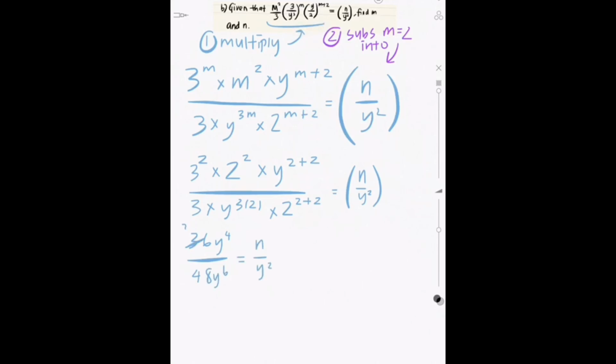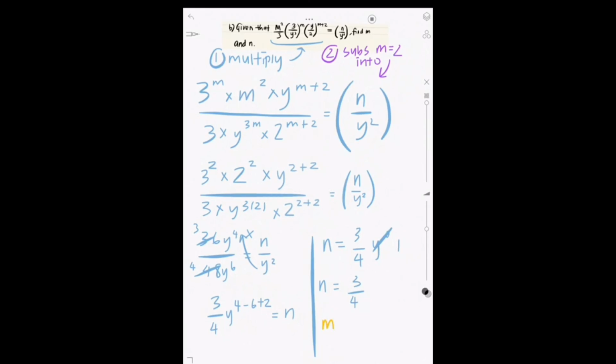We can simplify 36 and 48 to 3 over 4, and y squared we bring to the left, where it will be multiplied. So we end up with 3 over 4 y to the power of 4 minus 6 plus 2 equals n, and n equals 3 over 4 y to the power of 0, which is 1. So we end up with n equals 3 over 4. Thus our final answer is m equals 2, n equals 3 over 4.